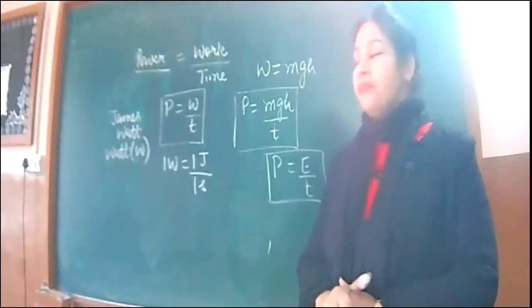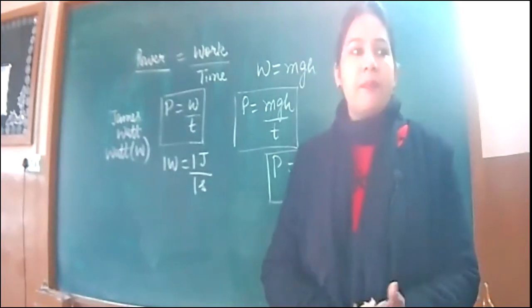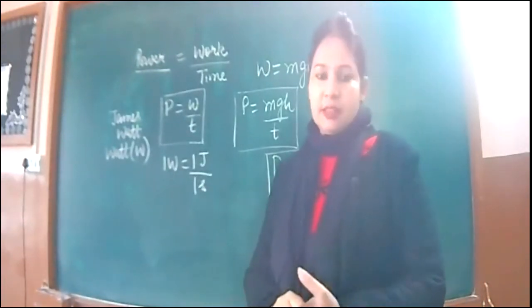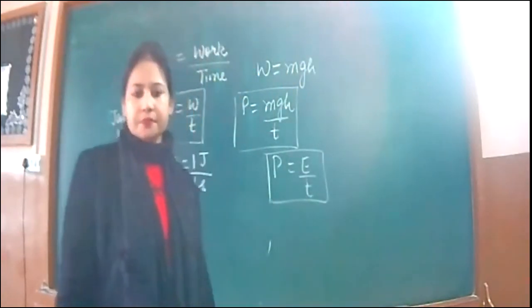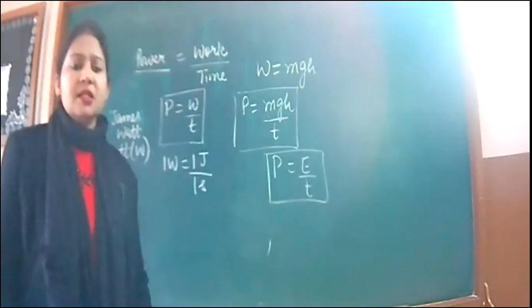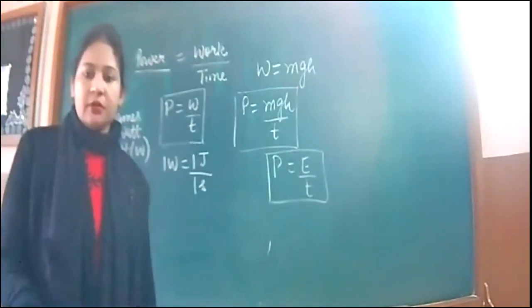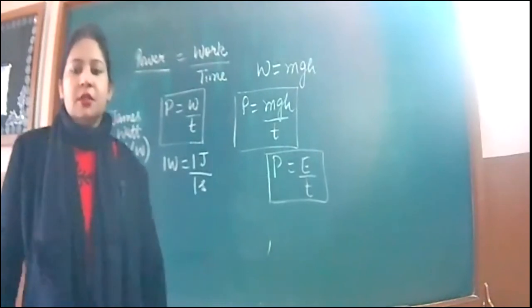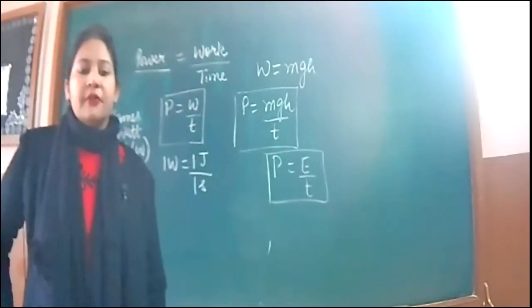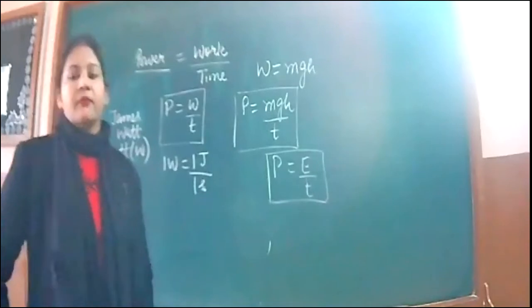First listen to me. 1 watt is the power of any device that performs 1 joule of work in 1 second. Any device that performs 1 joule of work in 1 second, its power we call 1 watt. Okay, so now write down the definition of 1 watt.